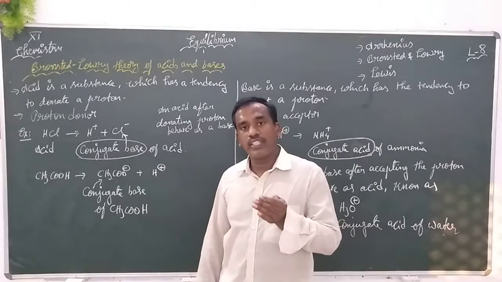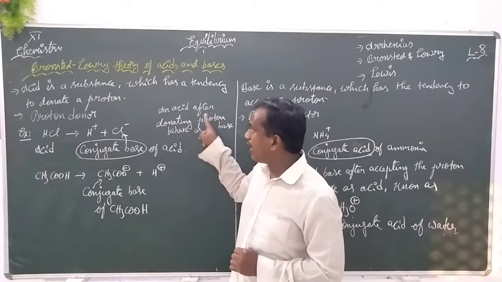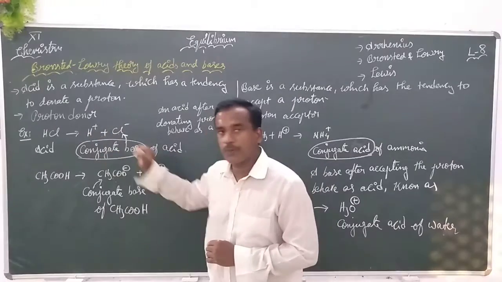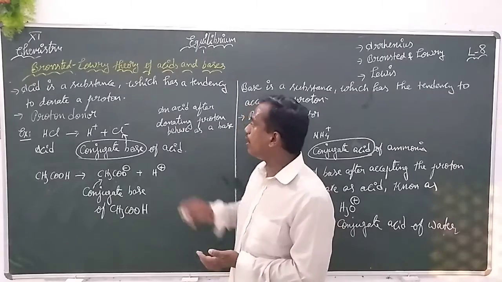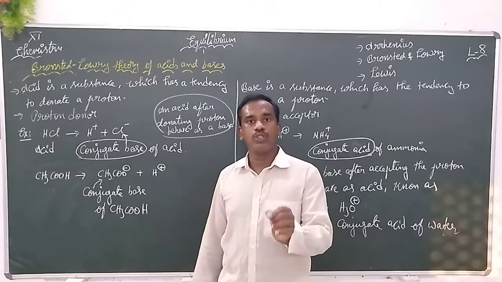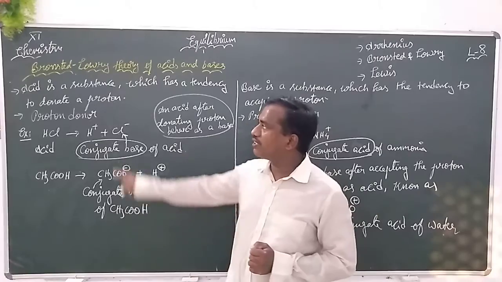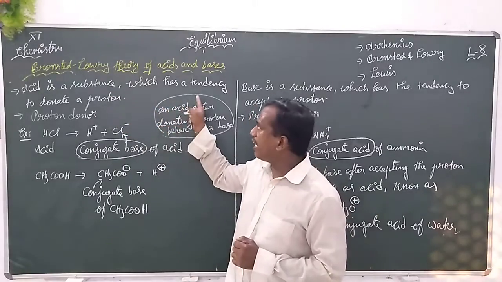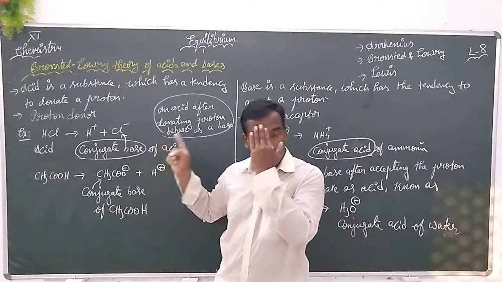Now can you once again define what is known as the conjugate base? An acid after donating a proton behaves as a base. Means after loss of this proton, the remaining part is behaving like a base. So that part that is behaving like a base, we call the conjugate base. I hope the point is clear regarding the acids. So once again learn the definition of an acid according to Bronsted: an acid is a substance which has a tendency to donate a proton, or these are called proton donors.